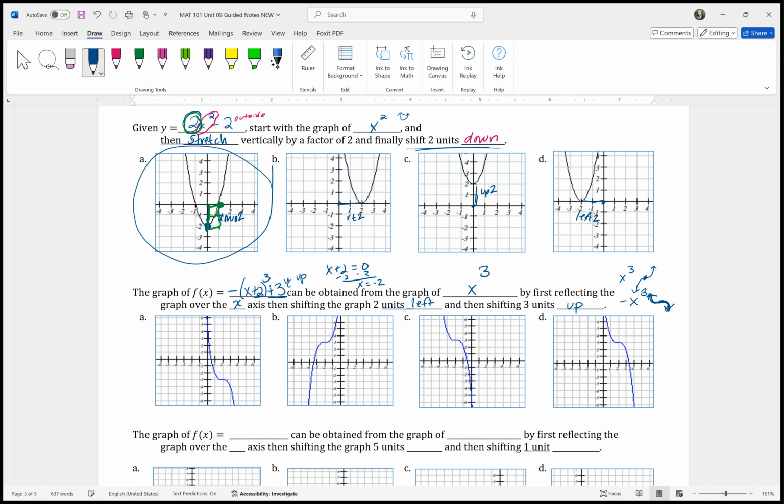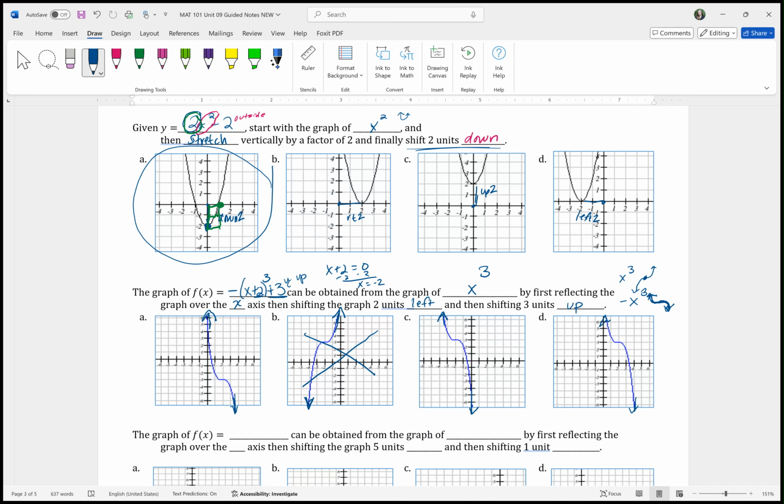Let's look at that first. So here we've got the right side down, left side up. That's a possibility. Here we have our right side going up and our left side going down. That would look just like our normal parent graph, so that's not going to be it. We need the flip. Here this is down on the right, up on the left. That's a maybe. So now we've eliminated one of the options.